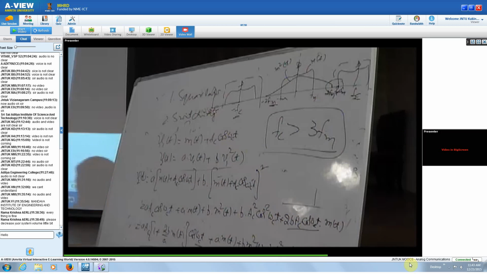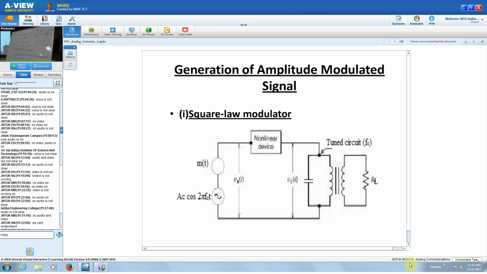Okay? So this is how I will have a square law modulator to generate all these frequency components, and then get the required carrier and the 2 side bands, or your amplitude modulated signal. So that is about our square law modulator. Then what will be our next generator? As you said, the one is the switching modulator.